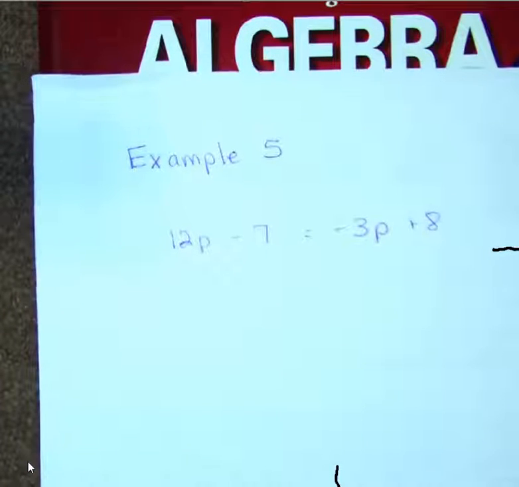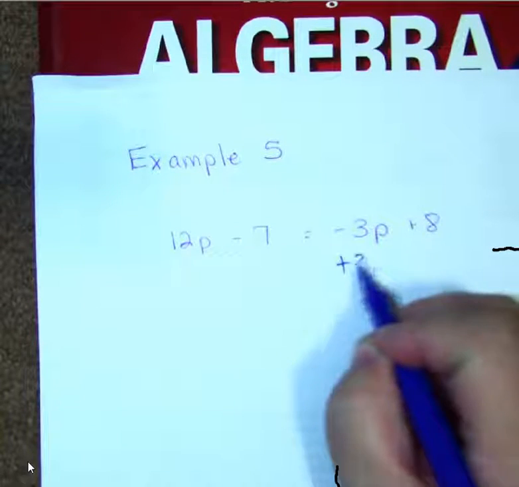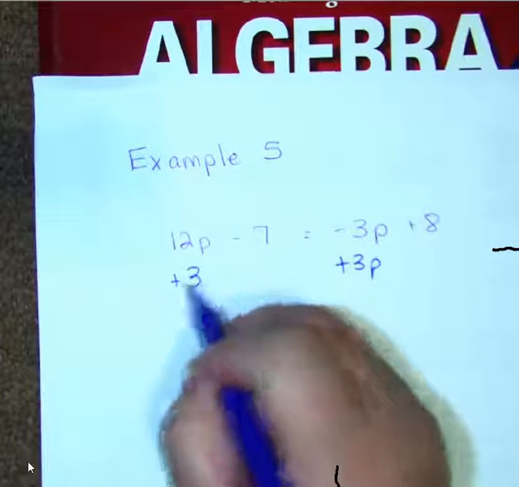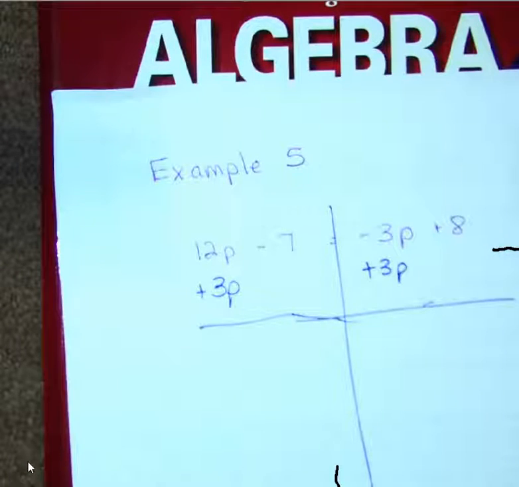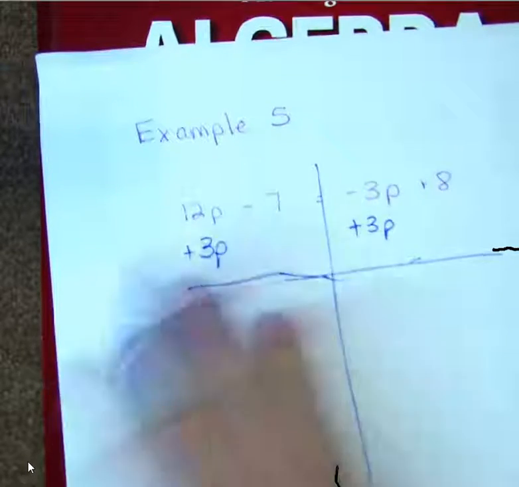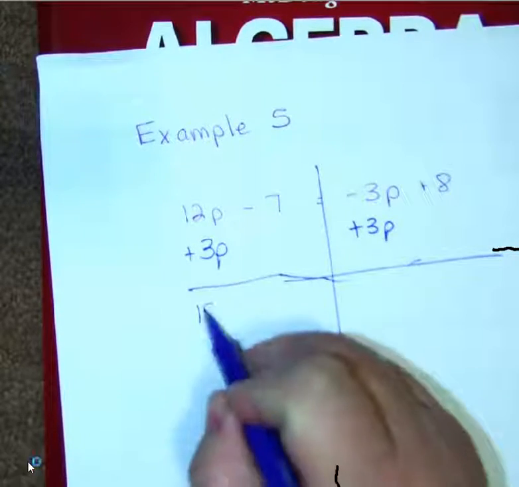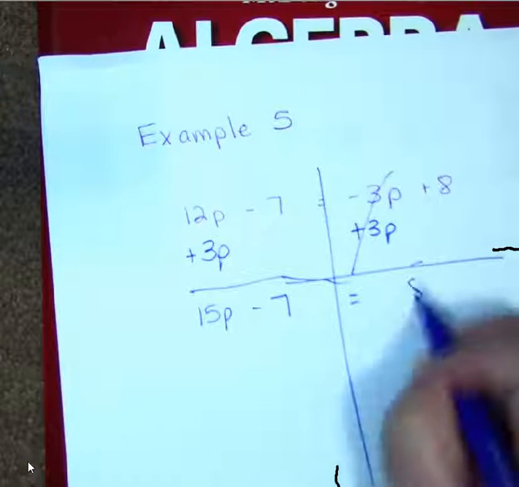All right, here's another one. This time we have variables on both sides. So what we've said is we want to take the smaller variable and put it to the bigger variable. So negative 3p, and because it's a negative, we must add 3p instead of subtracting 3p to both sides. Again, one thing we've said is if you have trouble remembering to do both sides, put that line down the middle. Whatever you do here, you have to do here. So now I have 15p minus 7, and this is 0, so it equals 8.